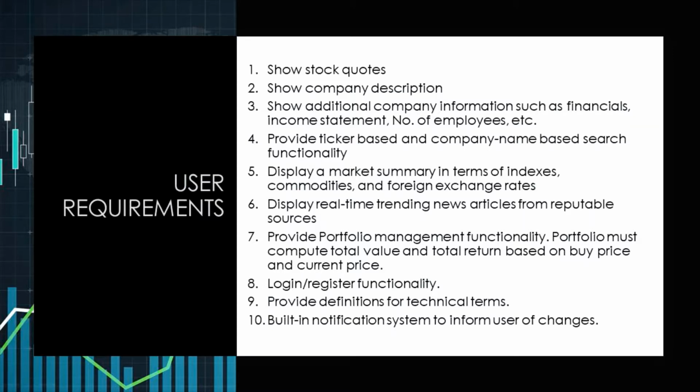Next up, we wanted to display things like market summaries, which include indexes, commodities, and foreign exchange rates. These are all things that give the user a general idea as to the state of the market. Indices include S&P 500, Dow Jones, TSX. These are all just some of the main indexes that essentially give you an idea as to what the market is doing.